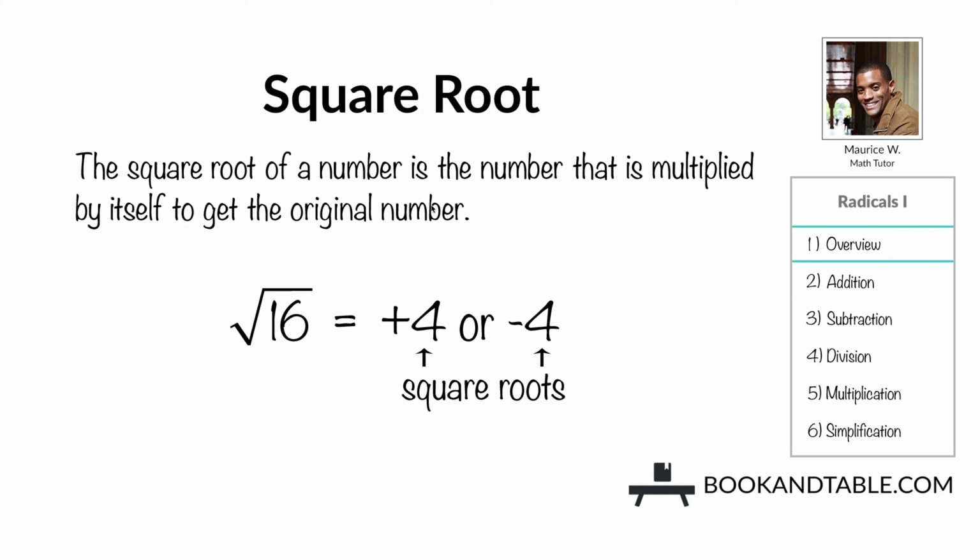The square root of a number is the number that is multiplied by itself to get the original number. So the square root of 16 is equal to the number you would have to multiply by itself to get to 16, which would be 4 times 4, or negative 4 times negative 4. So these would be the square roots of 16. Now throughout this video, when we refer to the square root of a positive radicand, we'll just be discussing the positive square root, just to keep things simple.